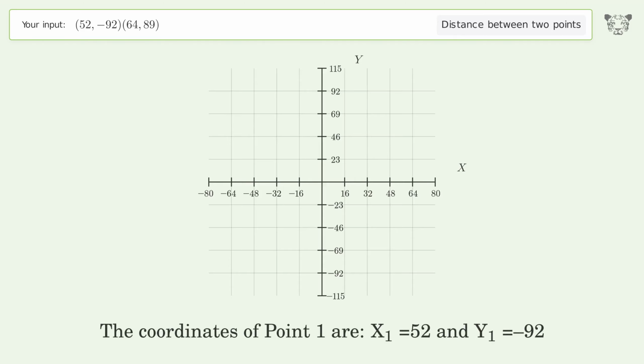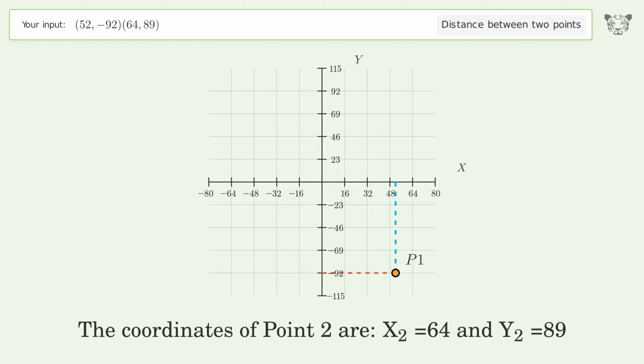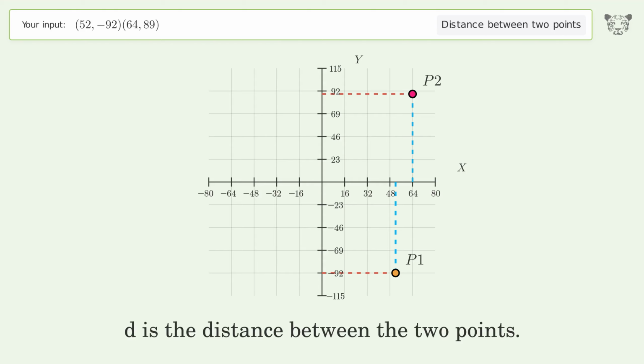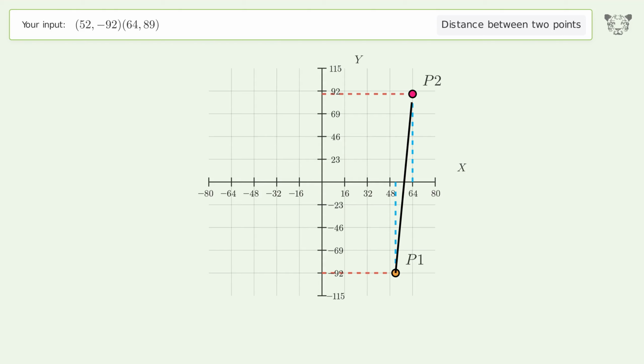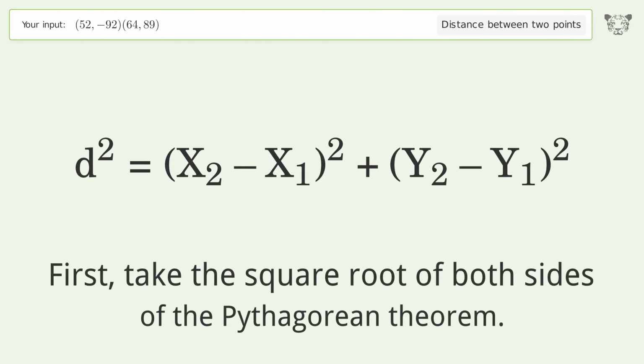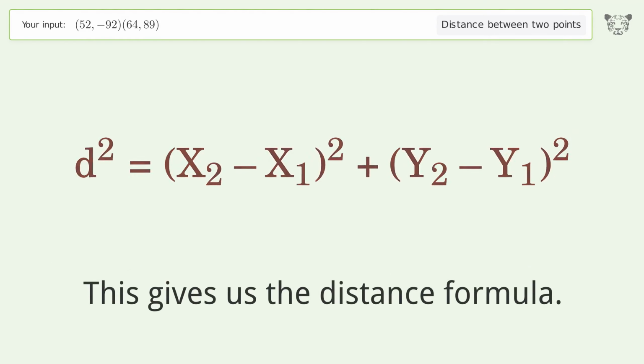The coordinates of point 1 are x1 equals 52 and y1 equals -92. The coordinates of point 2 are x2 equals 64 and y2 equals 89. D is the distance between the 2 points. First, take the square root of both sides of the Pythagorean theorem. This gives us the distance formula.